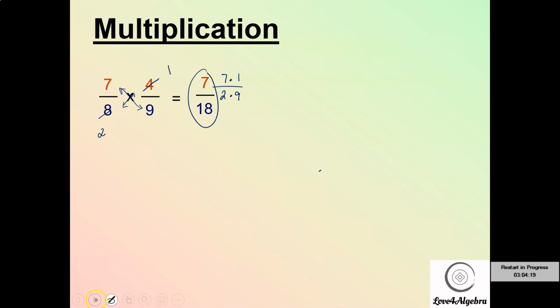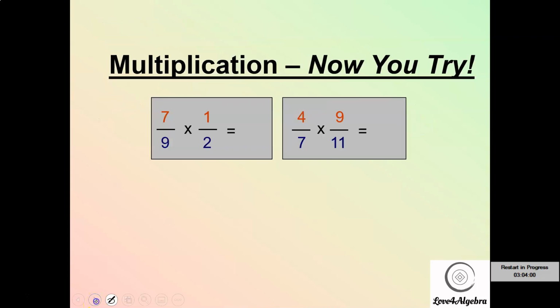That's multiplication. So the first thing you're going to do is cross simplify, and then you're going to multiply across. Okay, so you guys can take a minute and try the next ones.